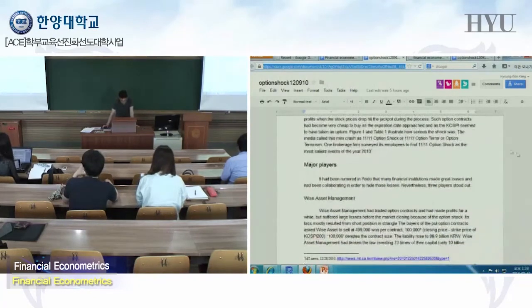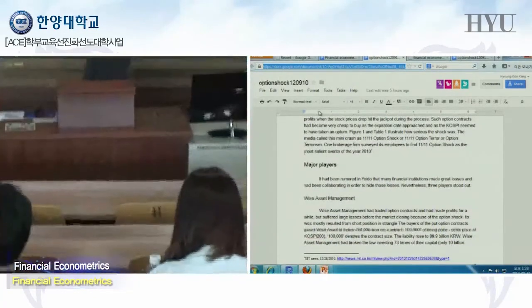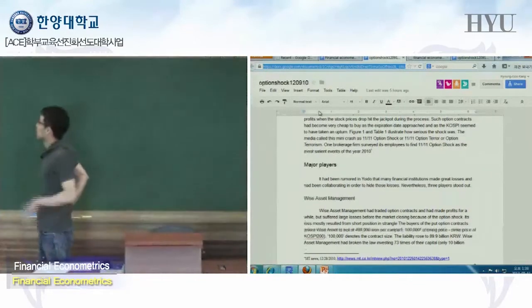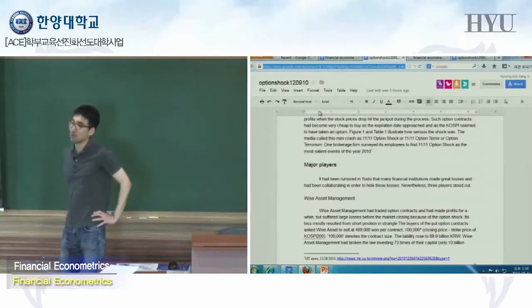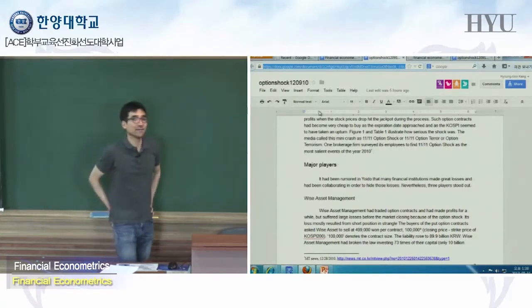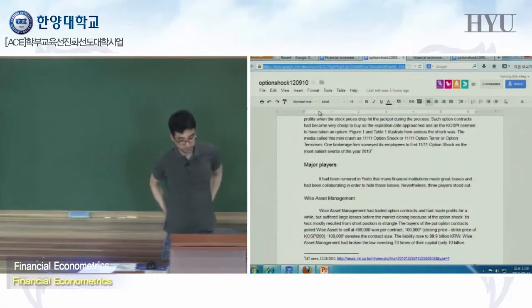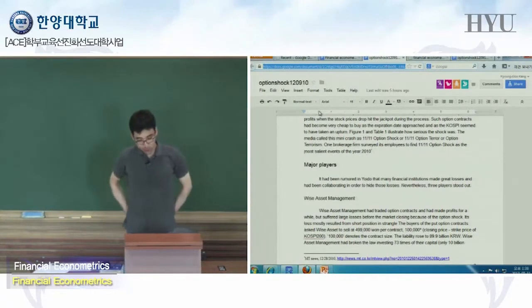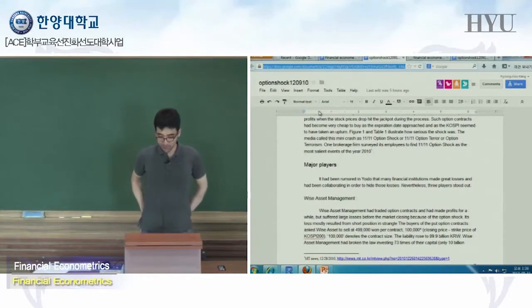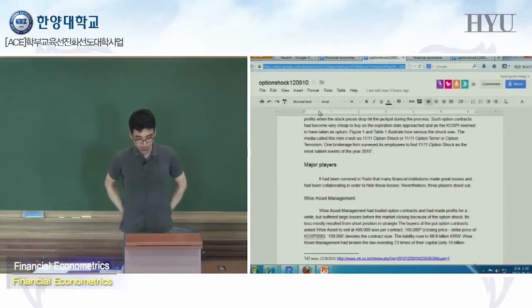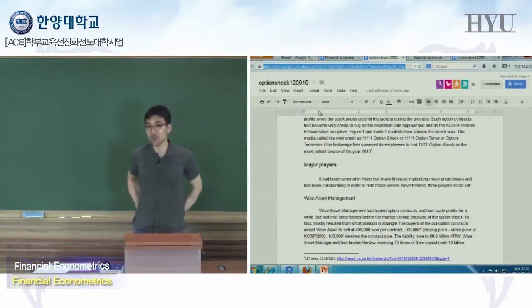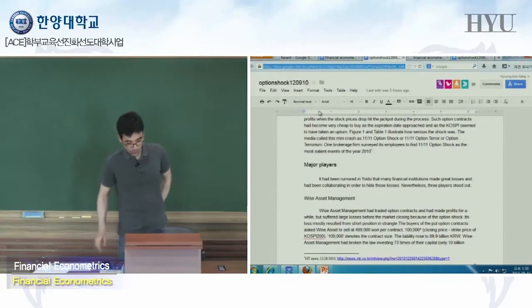Okay. And this is also a brief description of the 11/11 option shock, and there are some major players involved in the event. First, it has been rumored in Yeouido that many financial institutions made great losses and had been collaborating in order to hide those losses. Nevertheless, 3 players stood up.